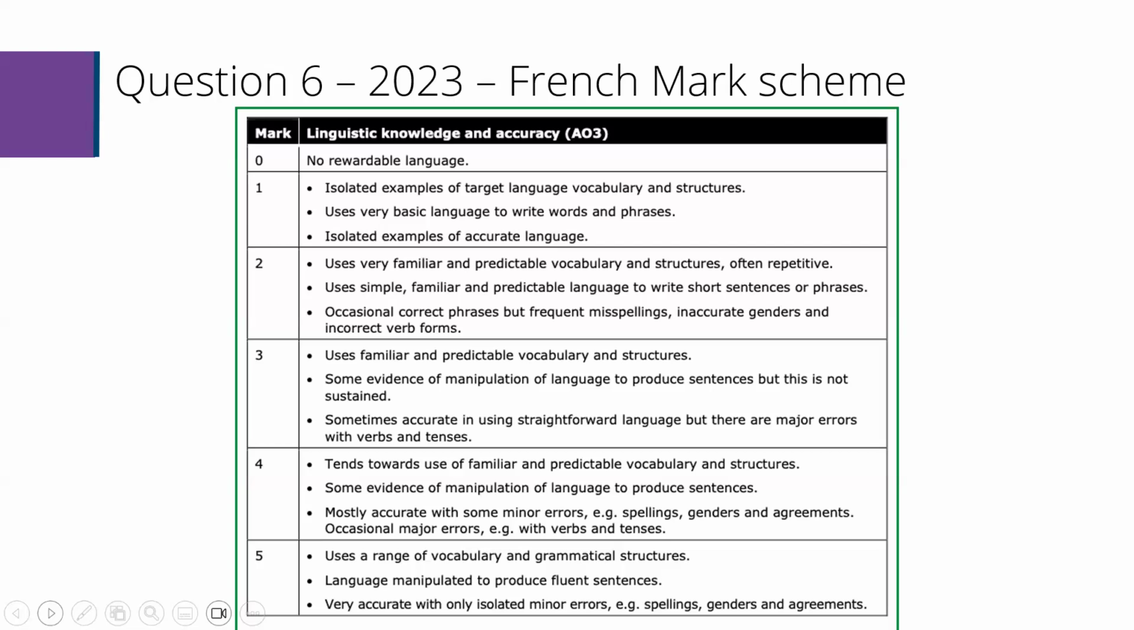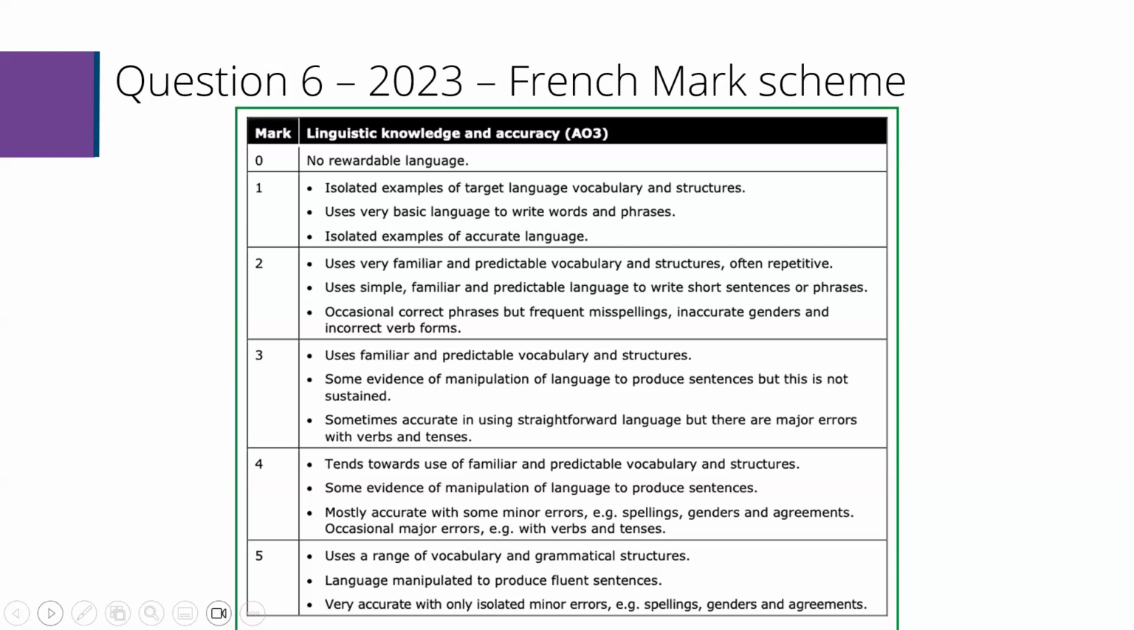And so language is manipulated to produce fluent sentences. So that means that the sentences read quite well, and it's very accurate, only with isolated minor errors, for example, spellings, genders, and agreements. And sometimes people ask questions about what we mean by a minor error and what we mean by a major error. And really, a minor error is one of those things that if you are a native speaker of the language, you can read and understand instantly what the person means, but there are just some mistakes.